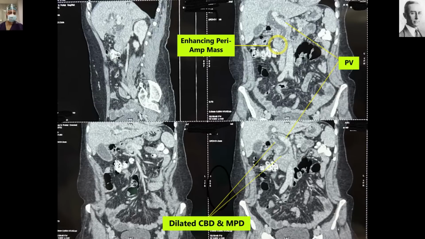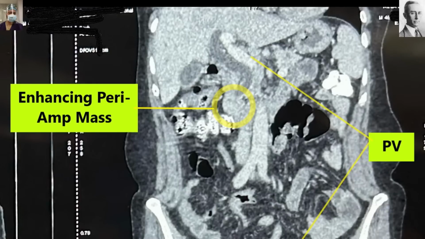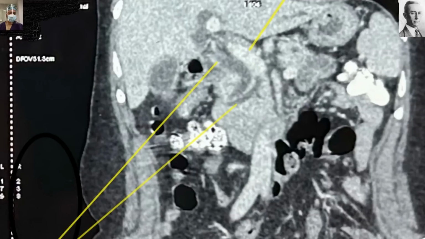So this is the close-up view of the same sagittal image, and here this dilatation of the CBD, the anatomy of the portal vein, the enhancing periampullary mass is very well delineated. The viewers, the students can pause the video and understand this configuration better. So in this snapshot, here the dilatation of the CBD, the MPD is very well delineated. The enhancing mass at the periampullary is also seen.